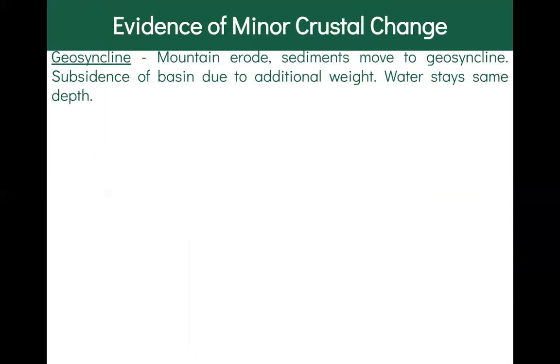Now, the next one, I'm just going to throw out here, is the word geosyncline, and this really ties in with that idea of subsidence that we were talking about before. When mountains erode, the sediments move to these geosynclines, and the weight of those sediments is heavy on the ground, so it makes the ground sink due to that additional weight. So even though you're adding sediments and rock layers to the bottom, the water depth stays about the same because the crust is sinking down a little bit due to that additional weight.